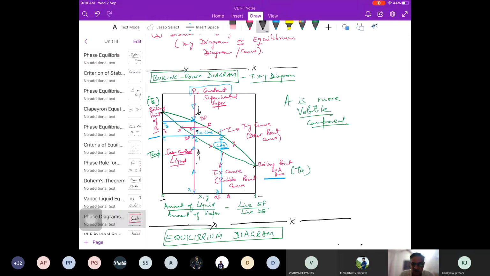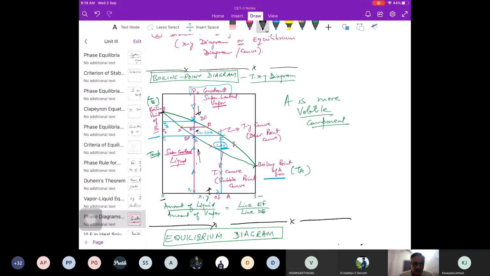There is a range in which it boils, which is always between the boiling point of pure A and the boiling point of pure B, and it changes with composition. Right? If I change the composition of the liquid on the x-axis, then my bubble point will change, dew point will change.